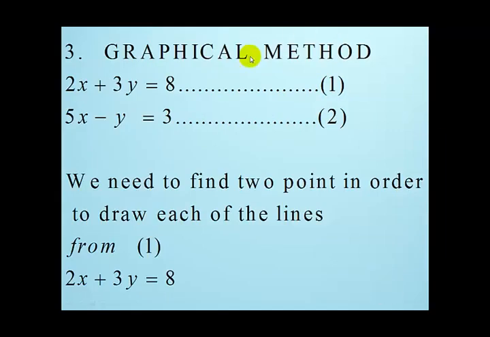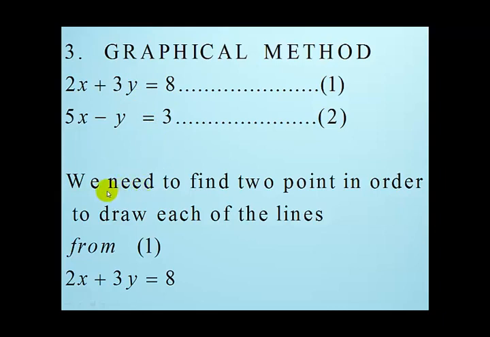Now we use the graphical method. From the question, we were given two equations, equation 1, equation 2. So what we have to do is we need to find 2 points in order to draw each of the lines. Equation 1 is a line, equation 2 is another line. So we are going to plot these two lines. That's, we are going to draw all these two lines on the graph. Then after drawing the two lines, we will continue from there.